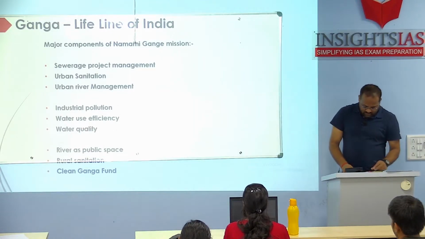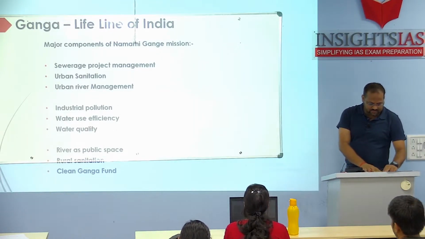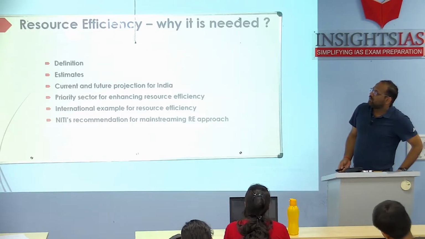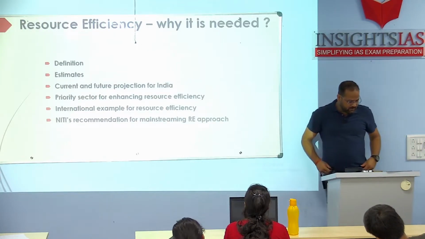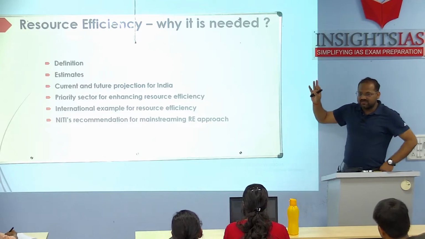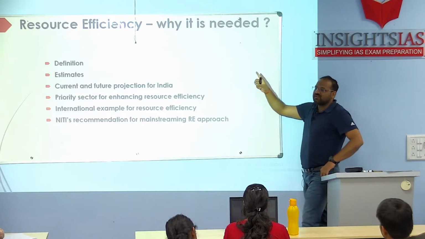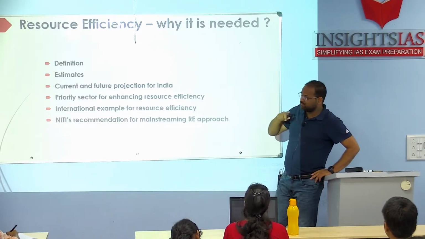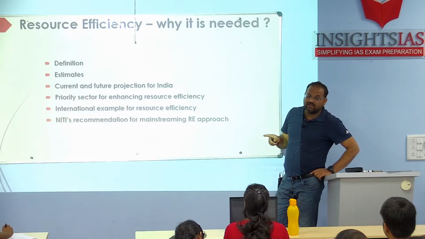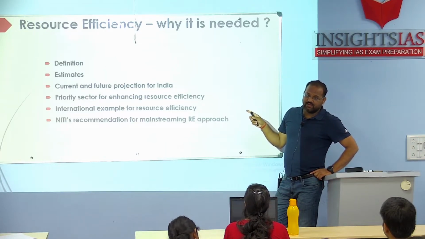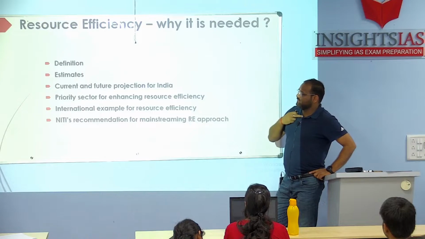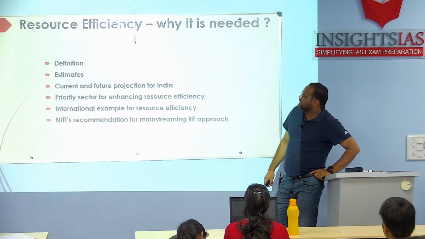One question: if a question comes on analysis of Ganga, which SDG will you link? So this is a very important topic. One is, if we need to check the lifeline or curb the pollution in the lifeline of India, Ganga. Second is we need to improve the resource efficiency.